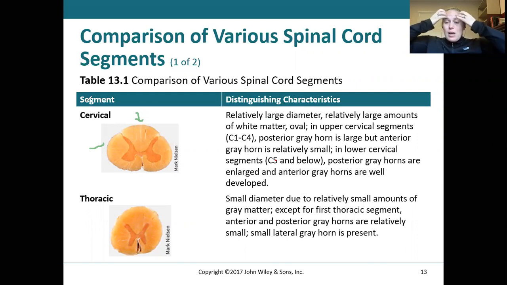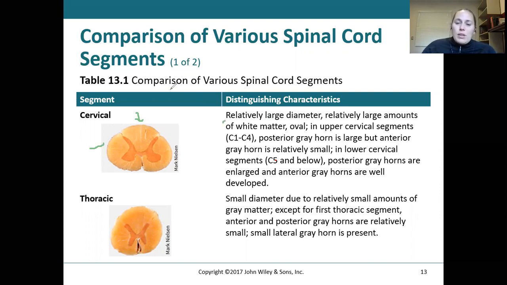It's like a super highway. You don't want to bottleneck your super highway, right? You want a lot of room there for information to come in and go out. So you've got a lot of white matter there, a lot of myelinated axons sending information to the brain, and also sending information back down through the rest of the spinal column.